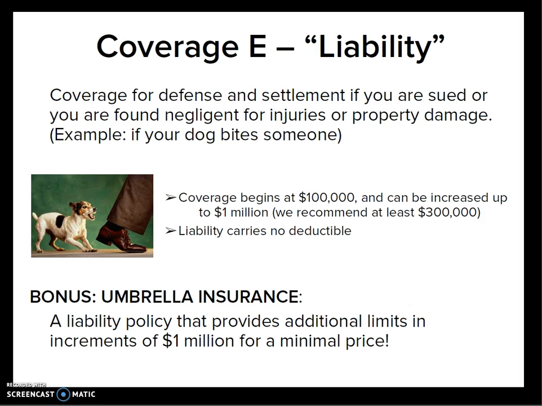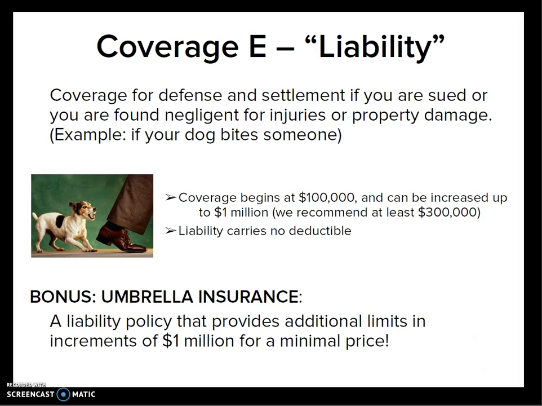Coverage E is going to be the liability section of your policy. This coverage is for defense and settlement if you are sued or you are found negligent for injuries or property damage. For example, if your dog bites someone. Coverage begins at $100,000 and can be increased up to $1 million. My agency always recommends we start at $300,000, and liability does not carry a deductible.